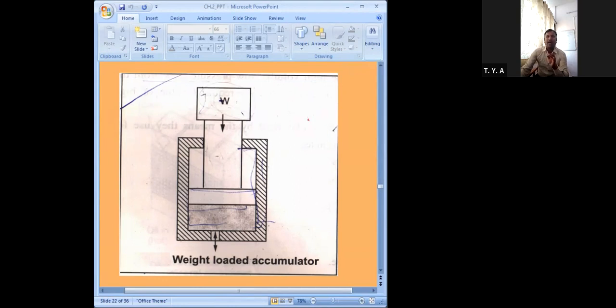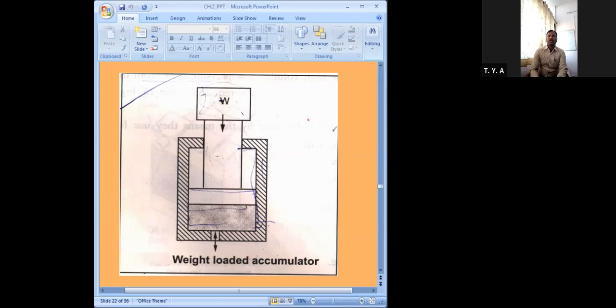And when your actuator starts, for example in the crane or the jack or press, that time fluid is going to be allowed continuously from this port. That time this ram will come in downward direction. That means pressurized fluid is going to exit from this port. That is the simple working operation of this weight loaded accumulator.